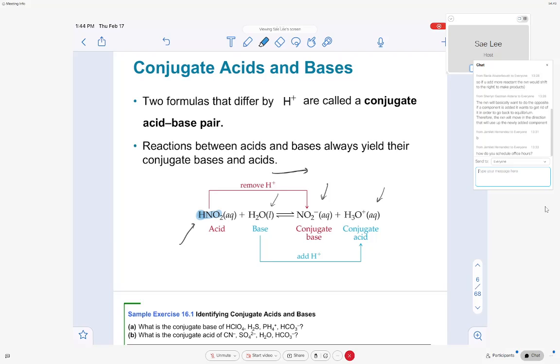So yeah, for the forward reaction, nitrous acid donates a proton to water. So when nitrous acid loses its proton, it becomes nitrite ion, okay? These two molecules, what can you tell from these two molecules? These two molecules differ by presence or absence of a proton, correct? These are called a conjugate acid-base pair. We say nitrite ion is a conjugate base of nitrous acid.